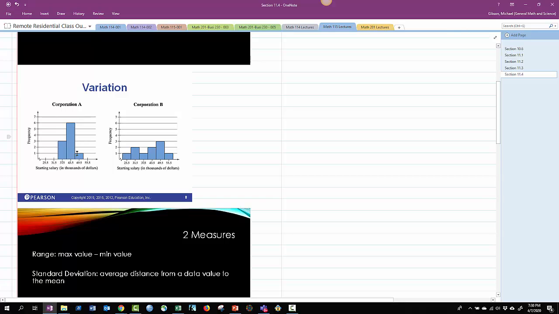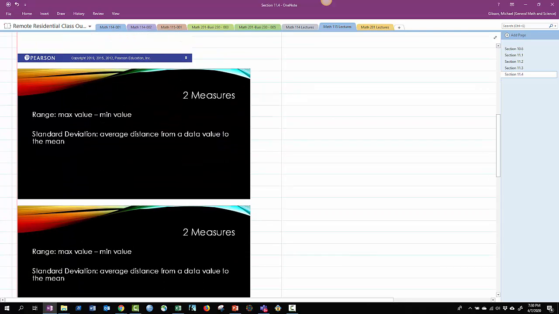Company A, their salaries are really in a tight little salary range here, right? They're all right close to each other. Company B is much more spread out in terms of different levels of salary, right? So that's the variation. Company B has much more variation, they have a much higher spread.